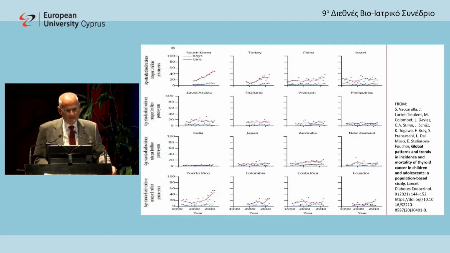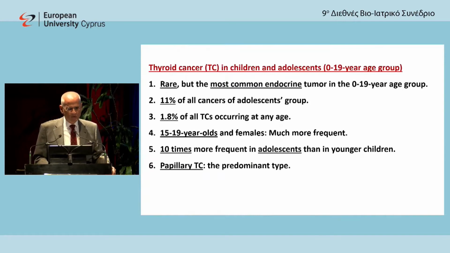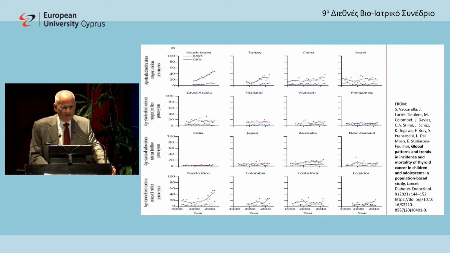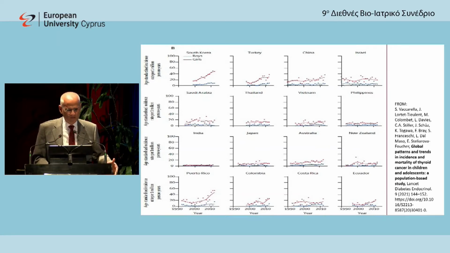In some countries, it's much more, like in South Korea that you see on the upper left slide, but there they have a program of systematic screening in the country, which is not advised. It shouldn't be done, but in South Korea they do it. That's why they have so much increase of incidence. Actually, they are the first in the world.